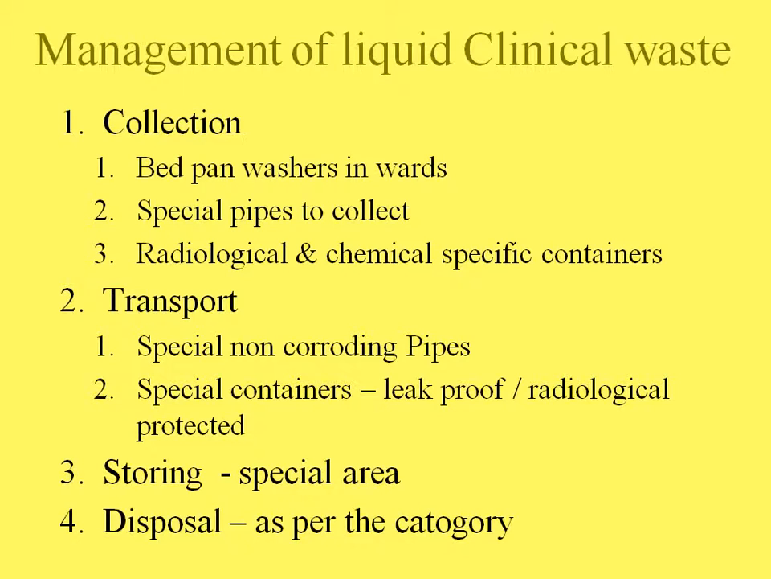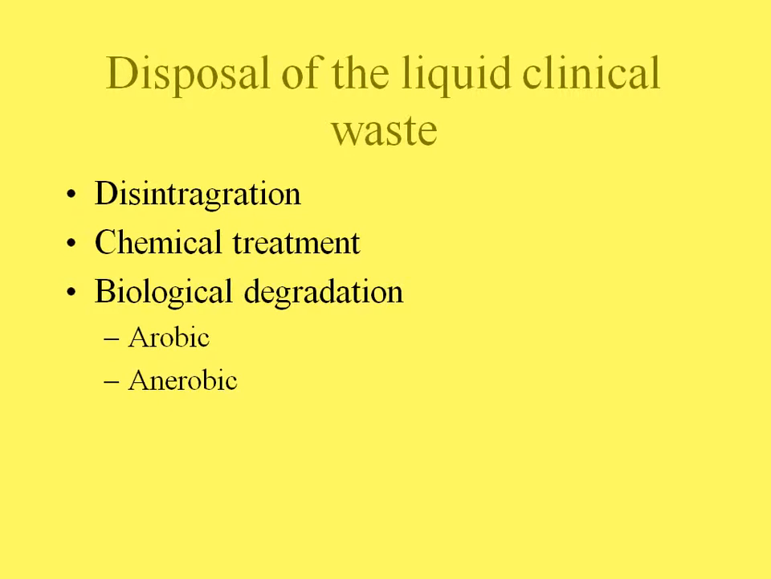Transport, the non-corroding pipe, that is the transporting. Special container, leak-proof, radiological protected one. Storing in a special area, secured area, and disposal as per the category. Right? So these are the three main processes that would take place when you try to dispose of liquid waste.